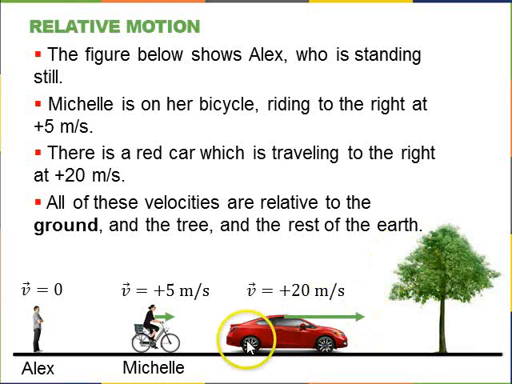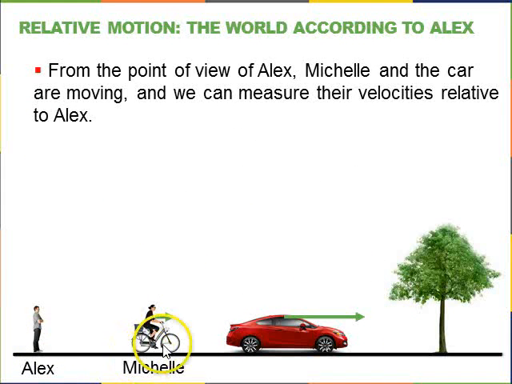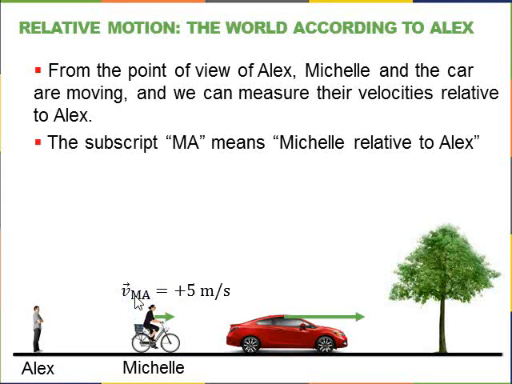I've just put this here, but what we sometimes don't think about is all these velocities are relative to something, to the tree, to the rest of the earth. So, relative to Alex, Michelle is moving at 5 meters per second. And I want to use the notation using these subscripts, MA, where MA means Michelle relative to Alex. So V sub MA equals plus 5 meters per second. It means that Michelle is moving at plus 5 meters per second relative to Alex.